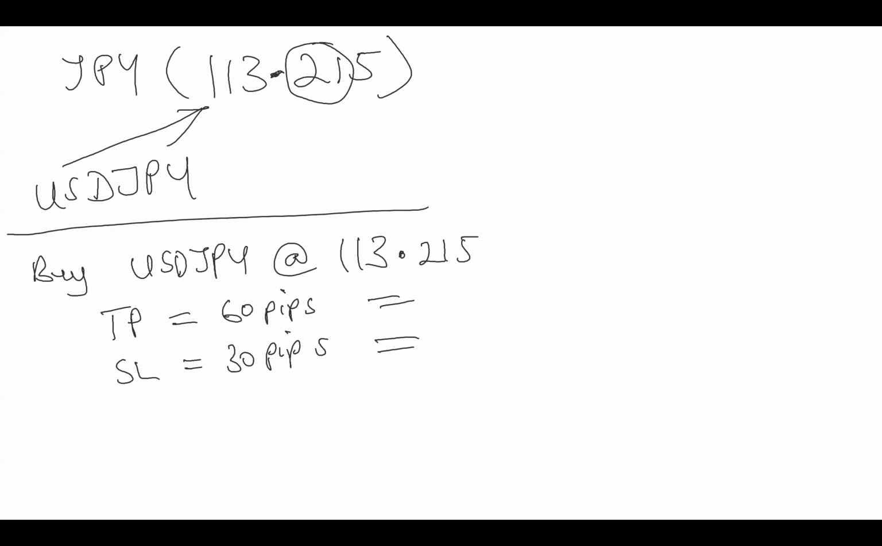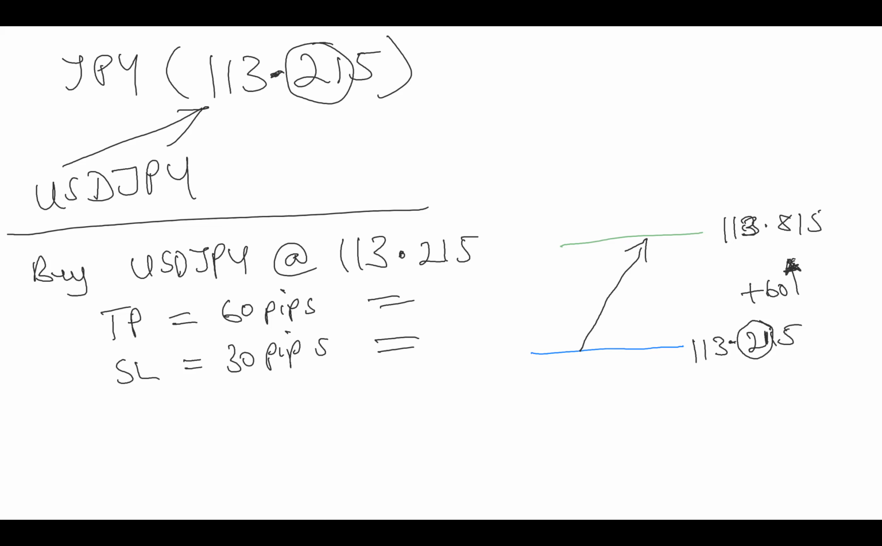Because for buy, right, if this is it on your MT4, if you're buying, this is it. So if your TP is this, and I say 60 pips, that means you're adding 60 to the first and second number after the decimal, right? So plus 60 up is going to be 113.815.